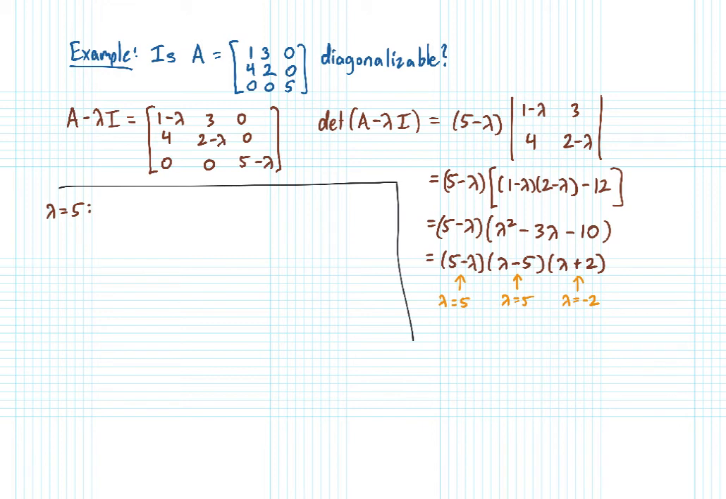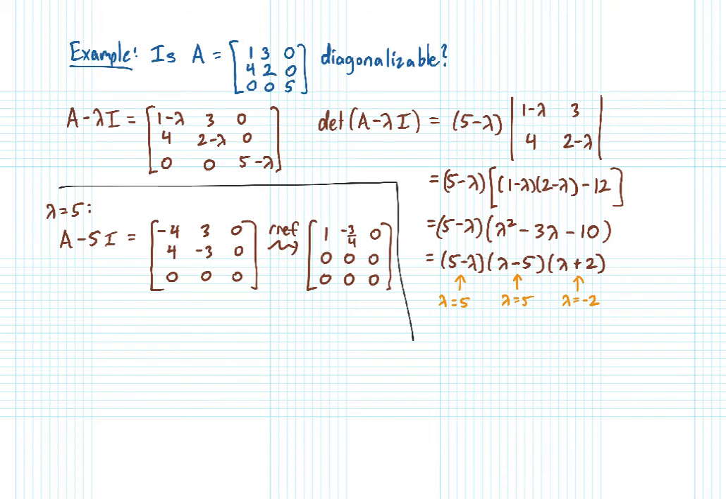So let's see what happens when you put in lambda equals 5. So then here is A minus 5I, and if you put this into reduced echelon form, you get this. And this is good news because there are going to be two free variables, and that means that you'll get two linearly independent eigenvectors for lambda equals 5. And that's actually going to be the thing that makes all the difference. I'll go through the remaining details, but at this point you really can say that, yeah, it's going to be diagonalizable.